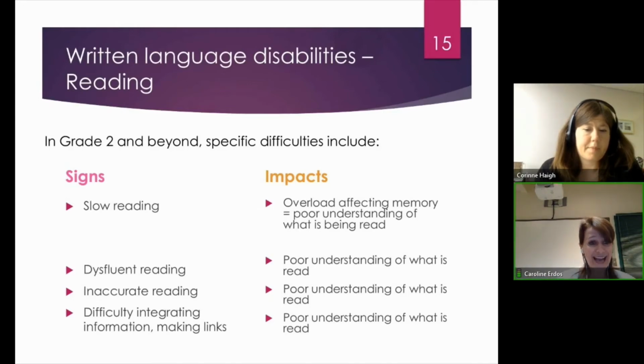A student who's inaccurate in reading makes a lot of letter sound errors. So the word is table, and the child might read the T as a D, for example, dable. And so now we lose the meaning of that word. The student may have difficulty integrating information or making links as they read.